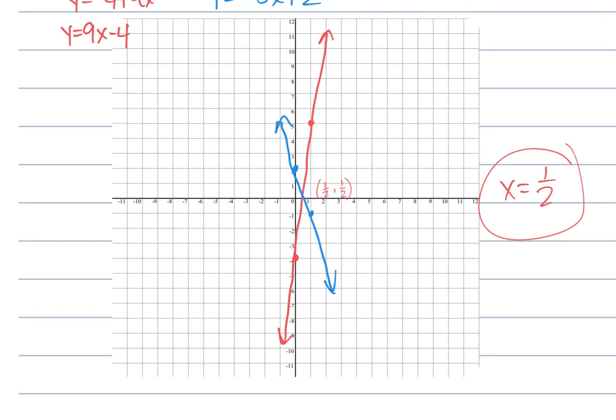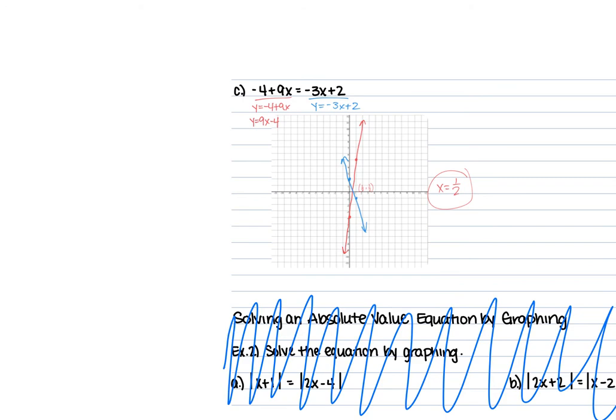Any questions on this? All right, that's it, peeps. We're going to do one word problem, then we're terminato, okay? We're finished. So, jump down to the word problem.